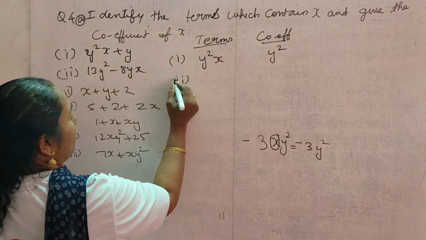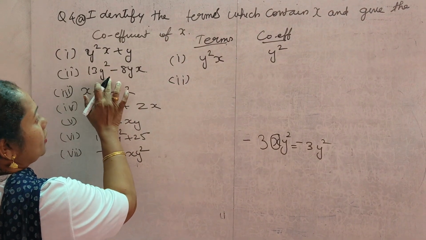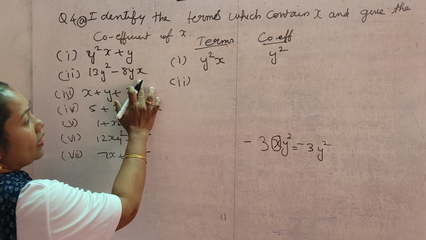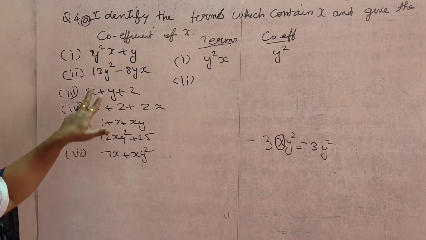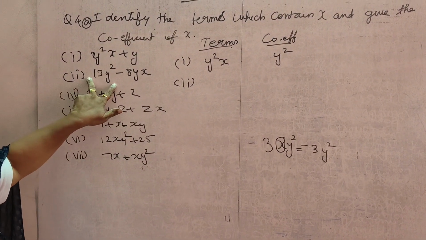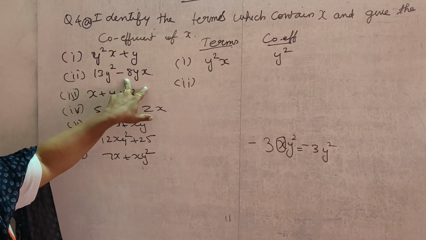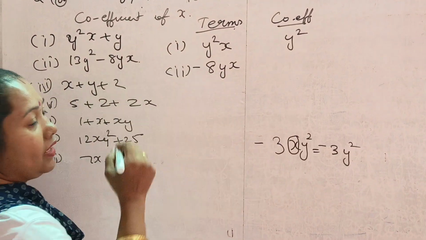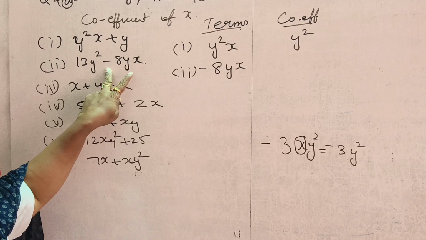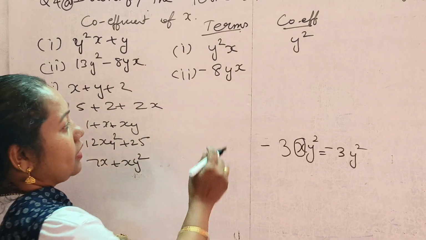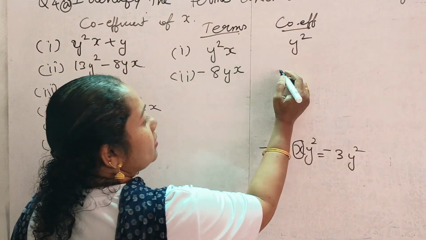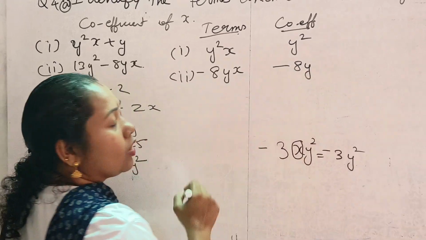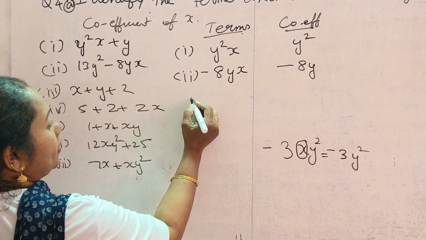Now in the second question, let us see what the terms are. 13y squared and minus 8yx. In 13y squared there is no x, so we don't have to consider this one. Now the next term is minus 8yx. We have to consider the sign also. So in this case, without x, the coefficient is minus 8y. This is the coefficient.